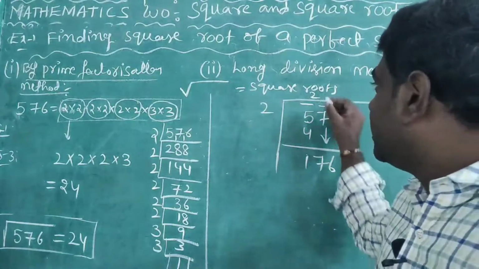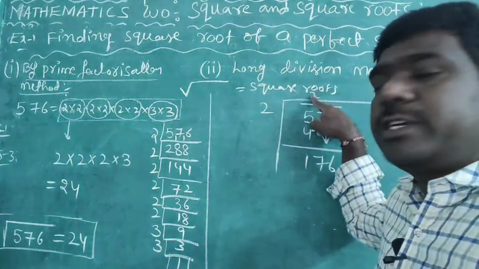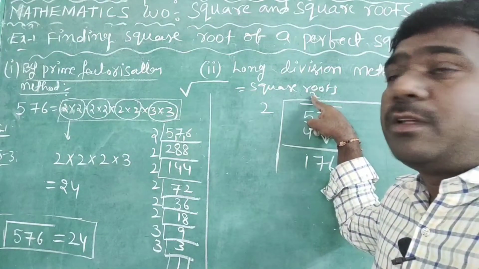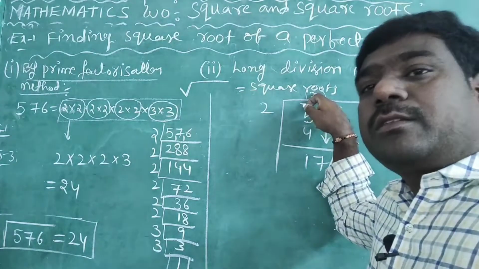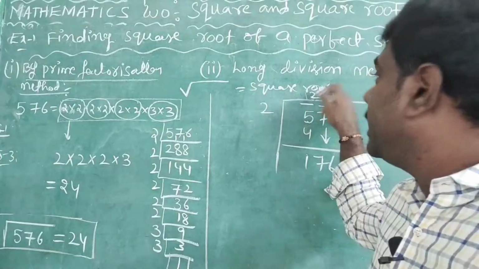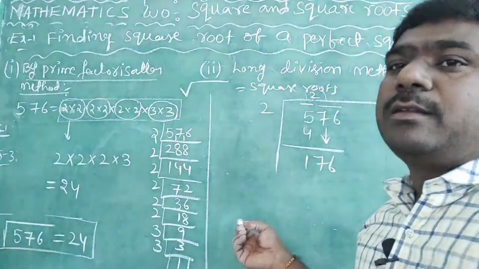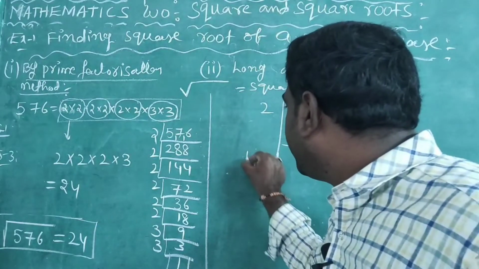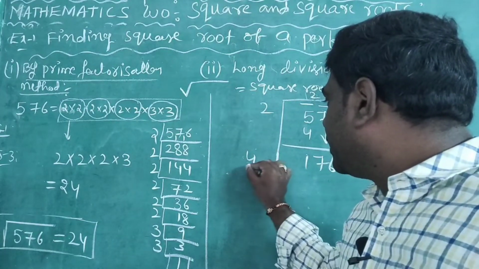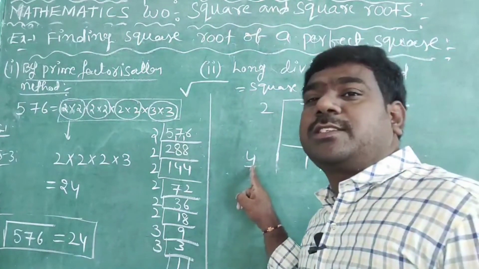Okay. First we have to make whatever number is in the quotient double. Whatever number is in the quotient, that number you should make double. Meaning, in the quotient we have a 2. 2 make a double, so we will get 4. That 4 you have to write as the divisor's first digit.